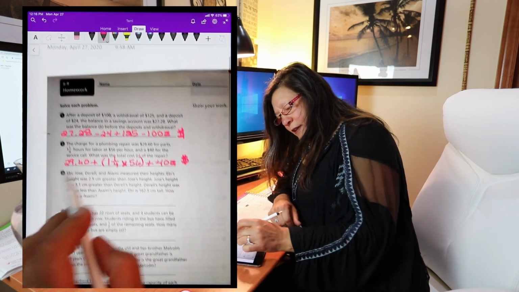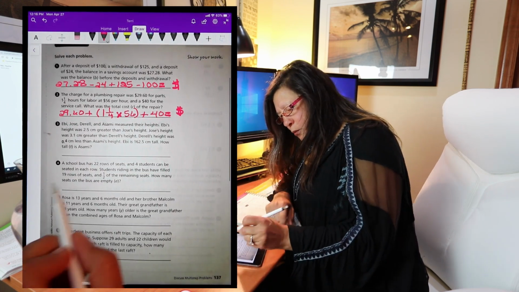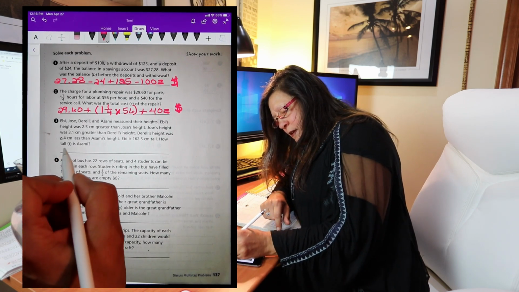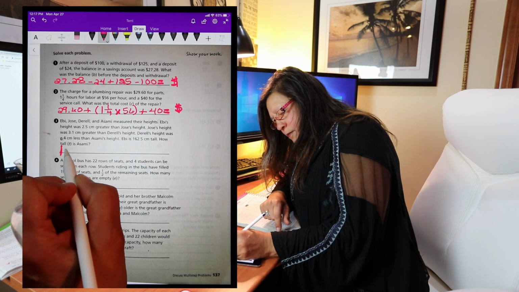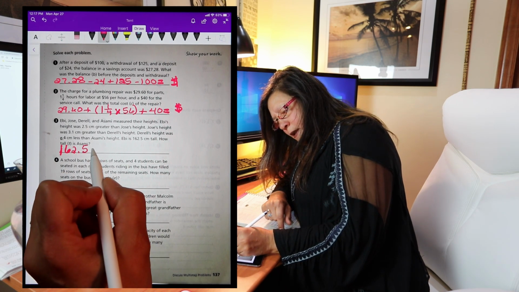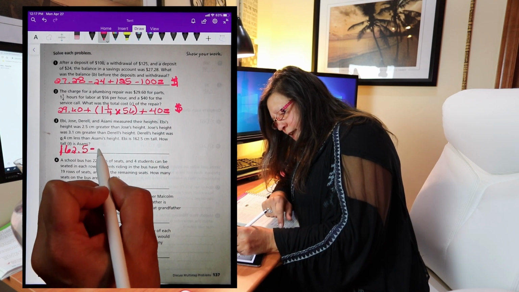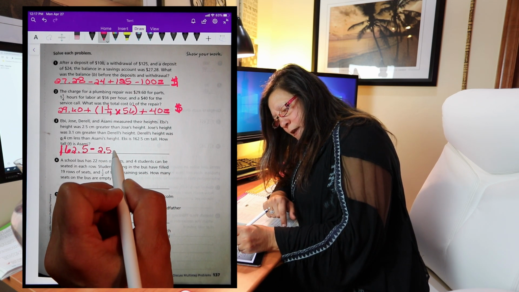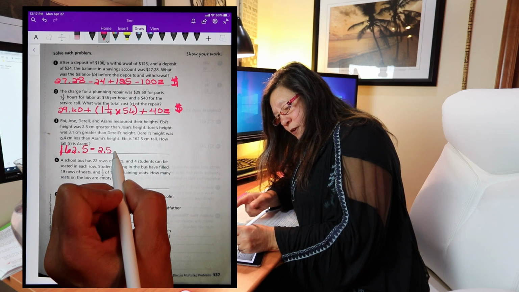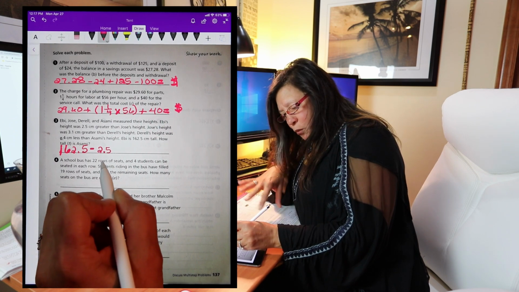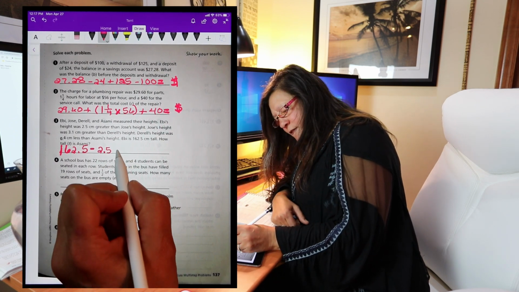So we're going to, again, kind of like we did on number 1, work backwards. We know Evie's height, and it is 162.5. Okay, and then we're going to subtract out 2.5, because Evie's height was 2.5 centimeters greater than Jose's. So again, we're working backwards, 2.5.